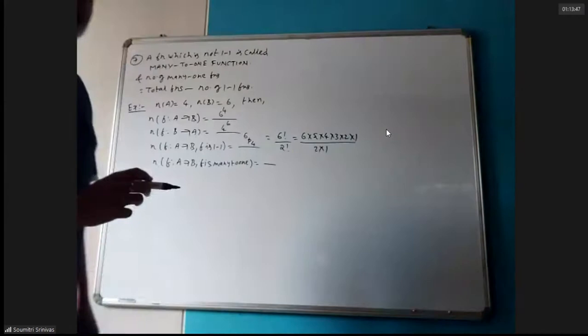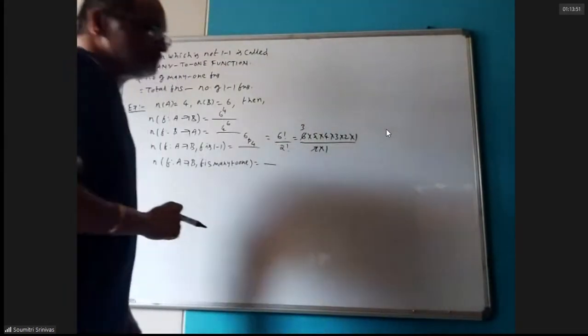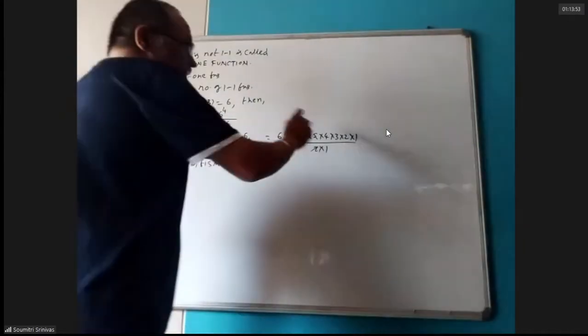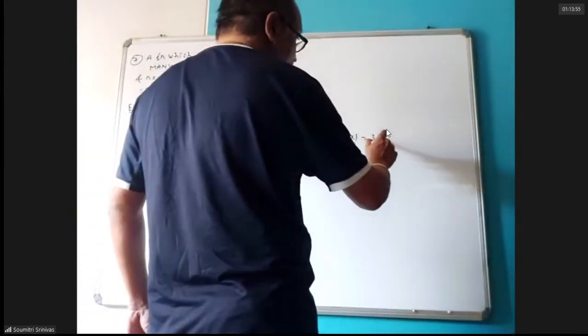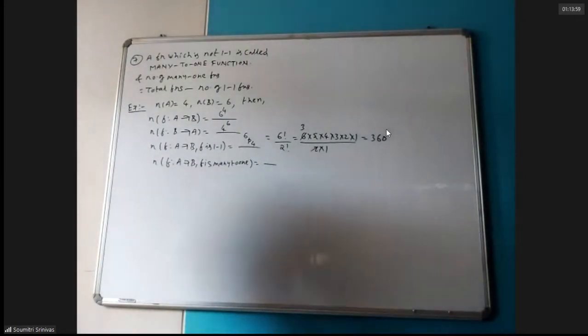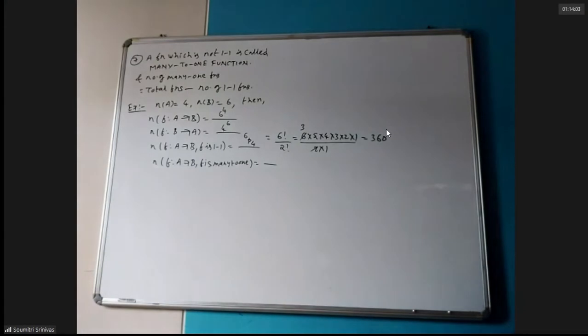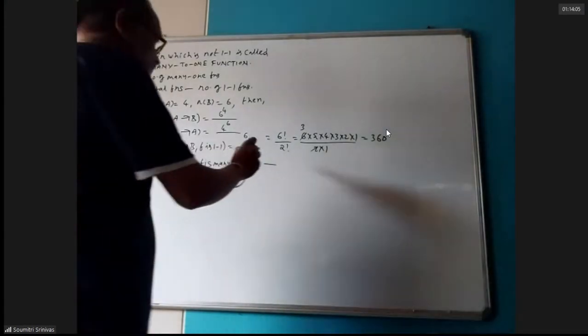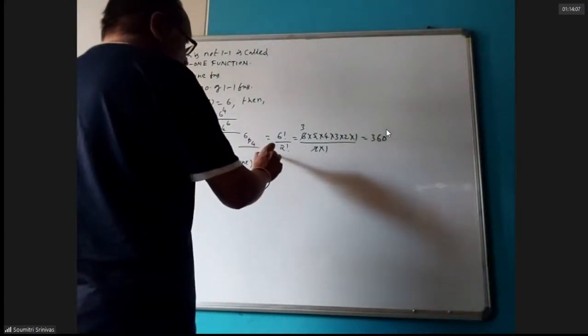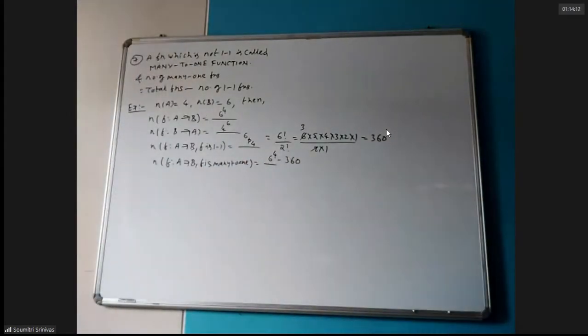It is 720. 120. 2 goes 3 times. Am I correct? Yes, sir. 120 into 3. Is it 360? Yes, sir. 360, sir. And the number of many-to-one functions? 6 power 4 minus 360, that is 1296 minus 360. Yeah, leave it. Don't simplify.